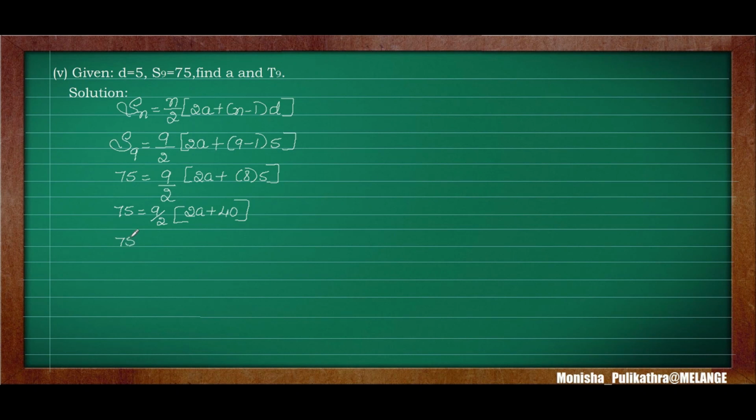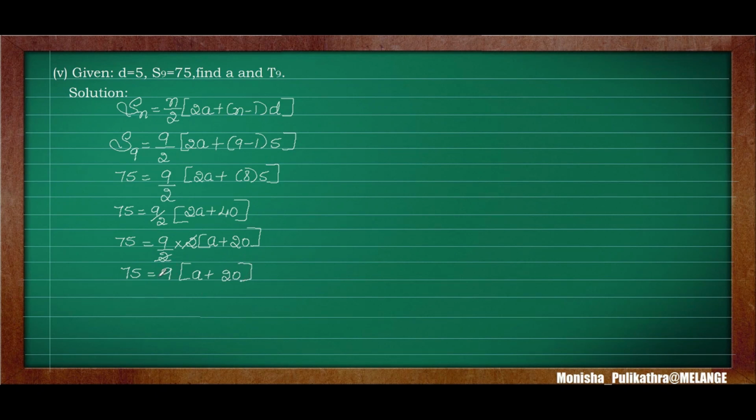Okay, so 75 is equal to 9 by 2. Here you can see 2a and 40 are there. So both the numbers are divisible by one single number, that is 2. So we can take 2 common here. When we take 2 common, the remaining will be a. When I take 2 common from 40, 2 20s are 40. So write 20 here. Okay. Next, this 2 and this 2 cancel each other. So the remaining will be 75 is equal to 9 into a plus 20.